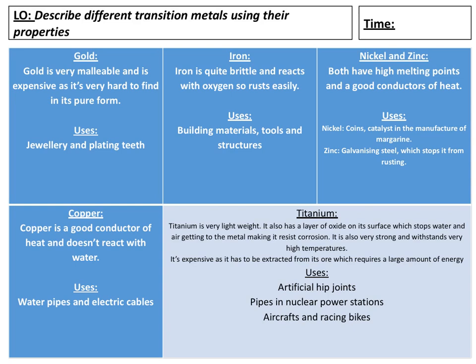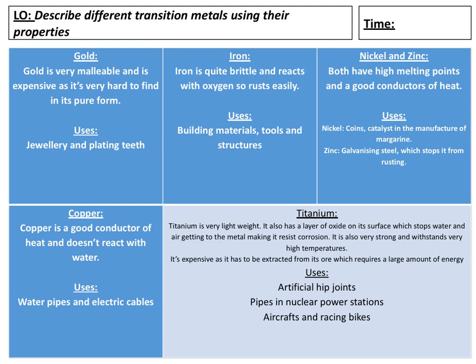And it's quite small, but information on titanium just here. Titanium is a very light metal, very lightweight. It also has a layer of oxide on its surface, which stops water and air getting to the metal, making it resist corrosion, which is very important in the body. It's also very strong and it can withstand high temperatures.